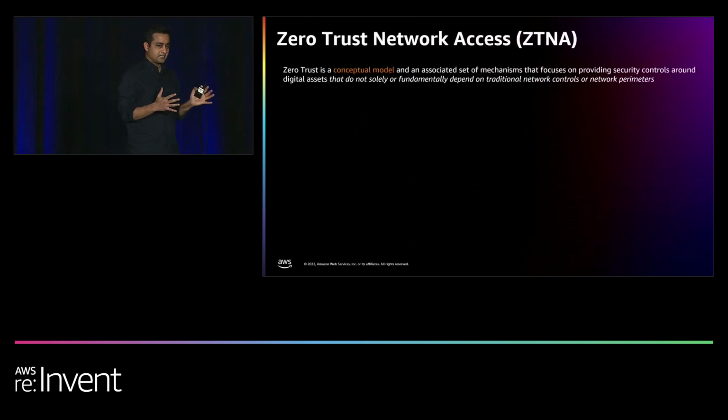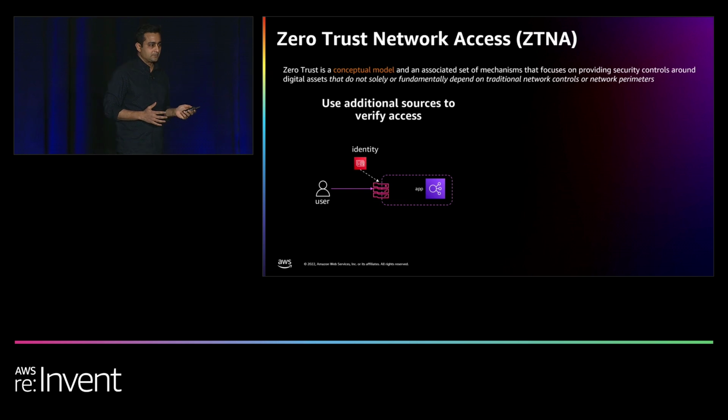So what does zero trust network access mean? It can mean many things to many people, but at AWS, we believe that zero trust is a conceptual model, and you shouldn't just rely on networks or network perimeters. You should also use non-traditional, non-network-based controls to provide access for your users to your application or any resource for that matter, right? So let's unpack how it looks.